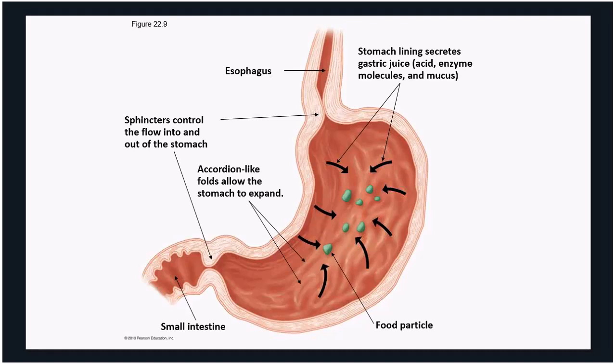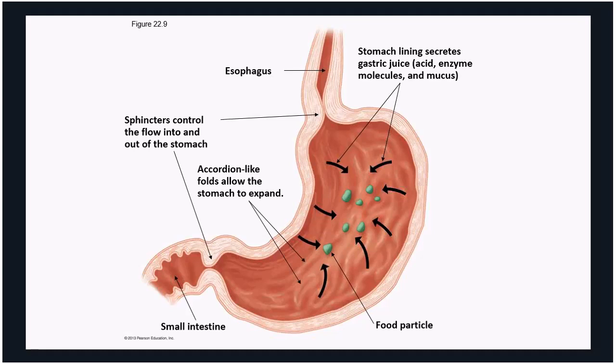There are some digestive enzymes here. An important one to remember is pepsin. This is where protein starts to get broken down. So if you eat some food that's got protein in it, this pepsin is going to meet it here in the stomach and start to break it down into smaller pieces.